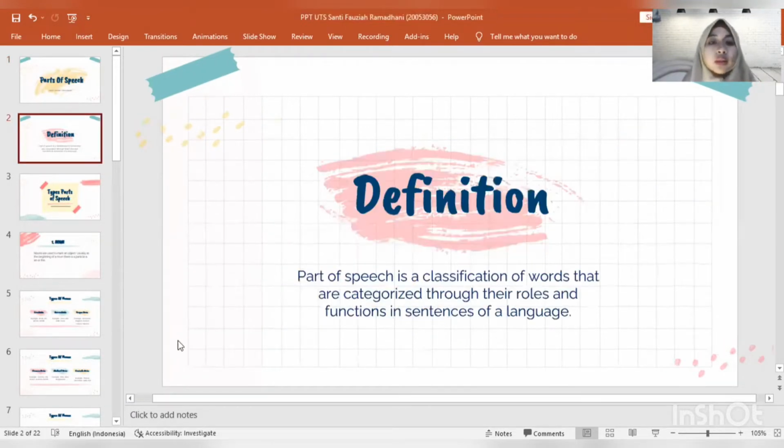The first is definition. The definition of part of speech is the classification of words that are categorized through their rules and function in a sentence of a language. By knowing the part of speech, you can know the function of the words in the sentence. The use of part of speech is to understand the form of sentences in English.